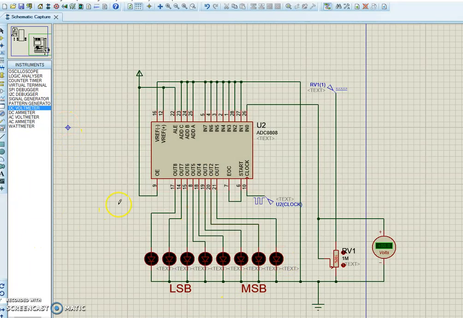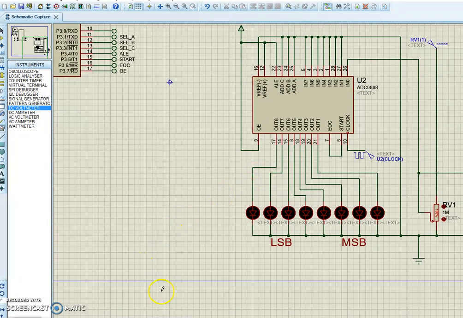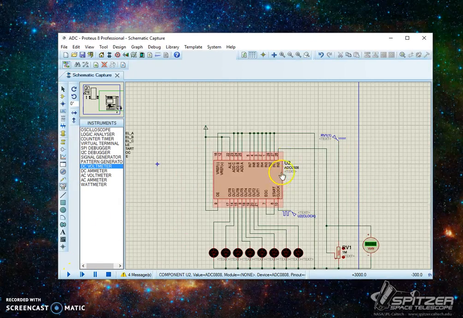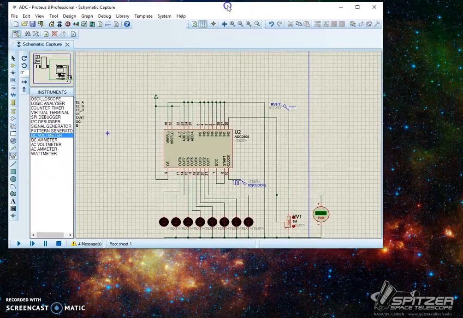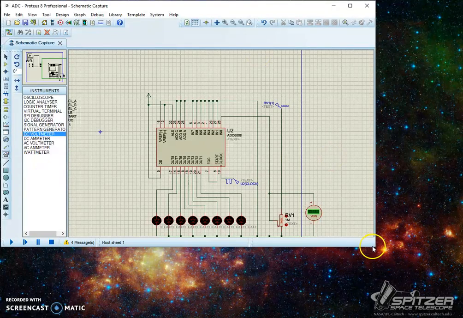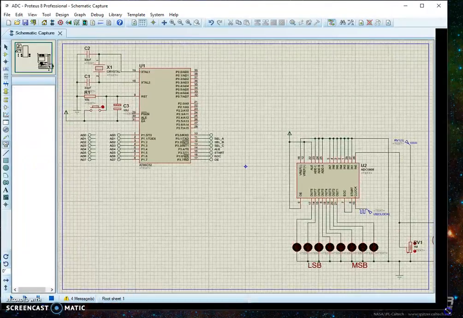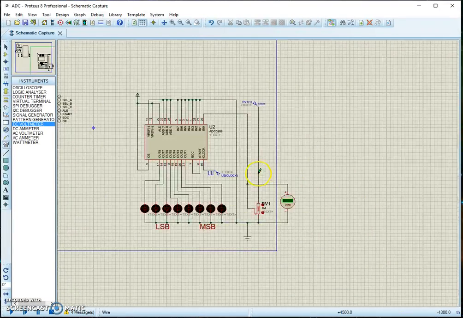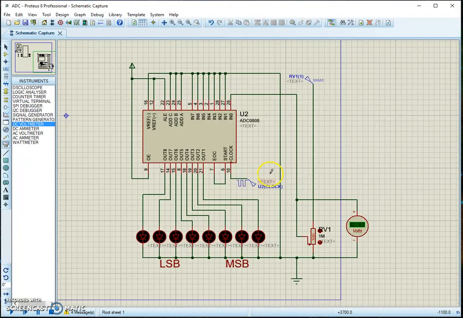To test the ADC, I need to start. Where's my start? Okay, so I'm going to enlarge this. I want to cover the whole screen. Sorry. Okay, so now I want to start the conversion. Let's start the simulation.